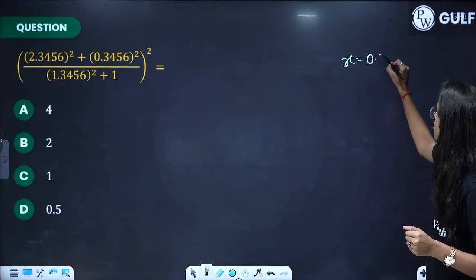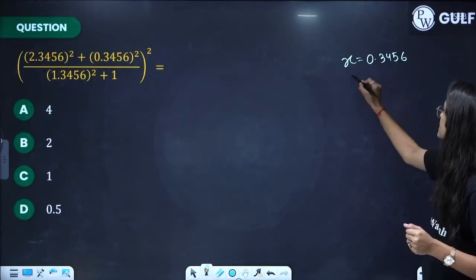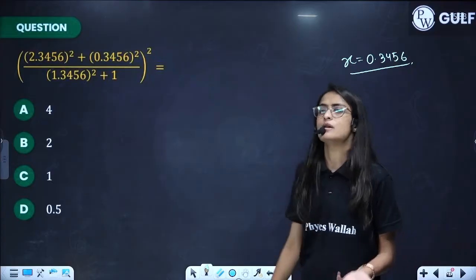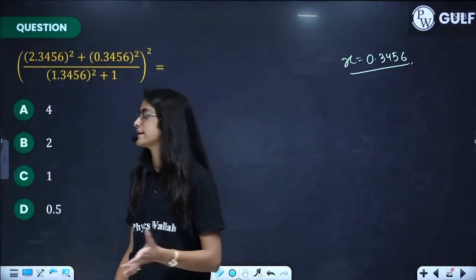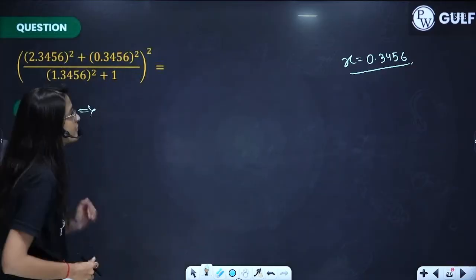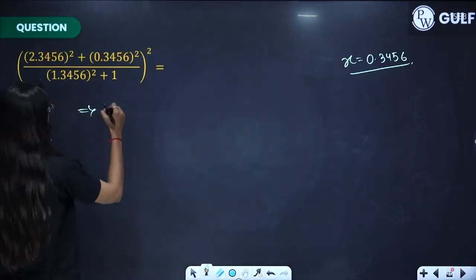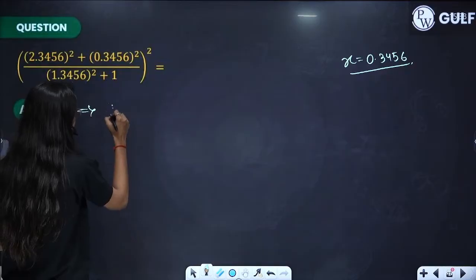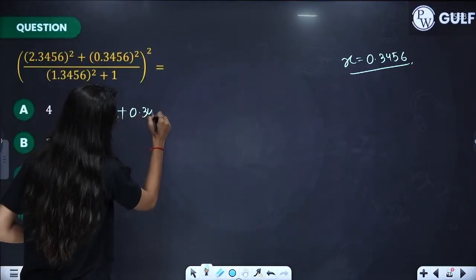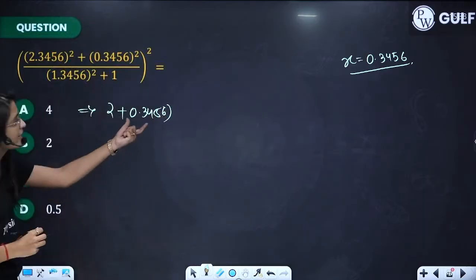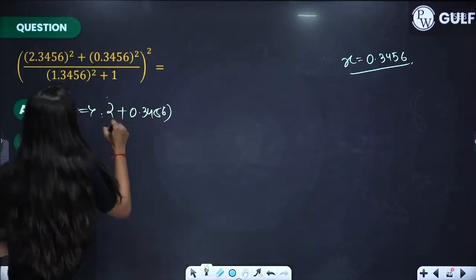That's 0.3456. Later on, if we need, we will substitute. But for initial calculation, let us substitute it as x to avoid unnecessary lengthy calculation. Here, can I write 2.3456 as 2 plus 0.3456, which I can later write in terms of x as well.